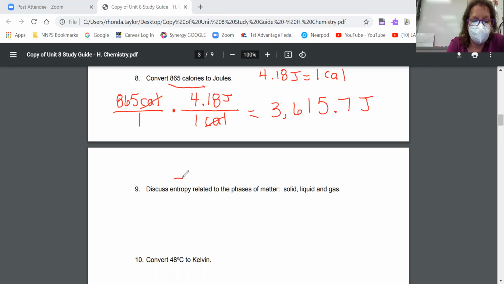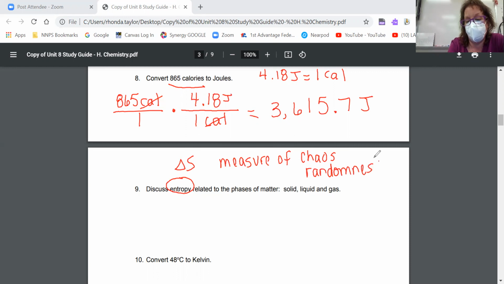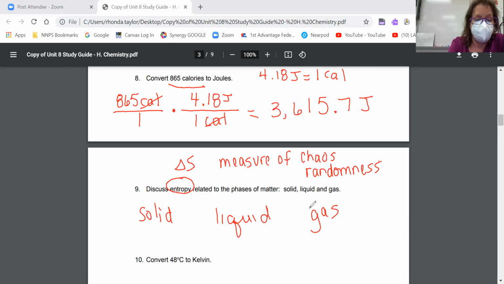All right, now entropy in number 9. Remember, entropy is the delta S, and it is a measure of chaos or randomness in a system. It's asking us to look at the phases. So we have solid, liquid, and gas. Remember, solids are pretty set. They have a solid shape. The molecules aren't moving very much. They're very compact. So not a lot of movement going on there.